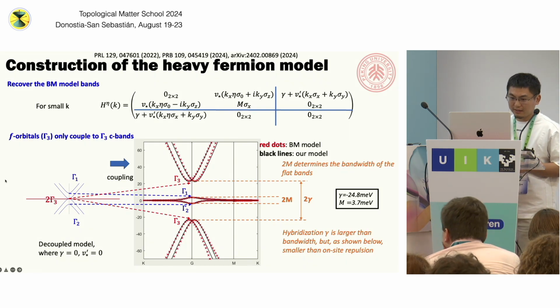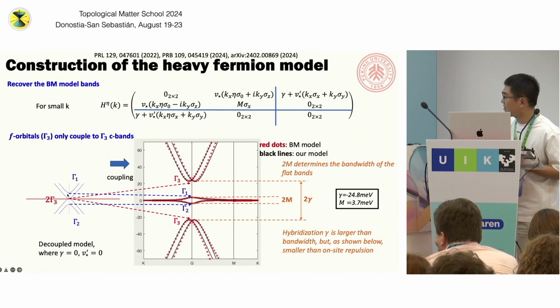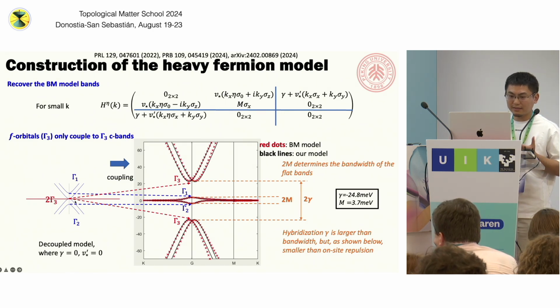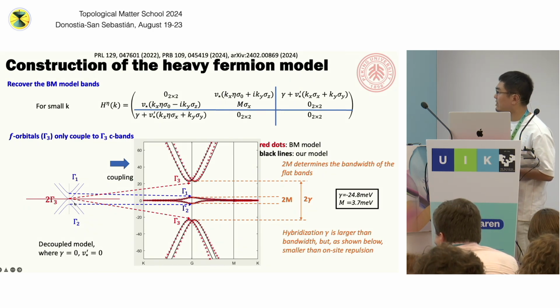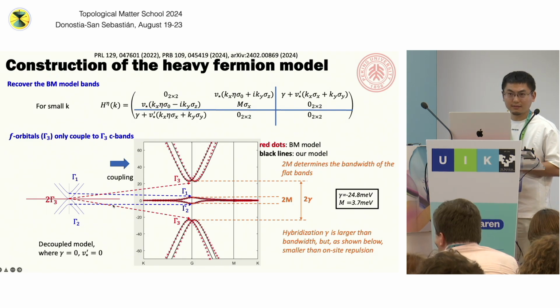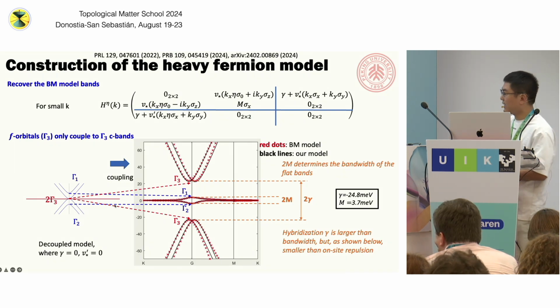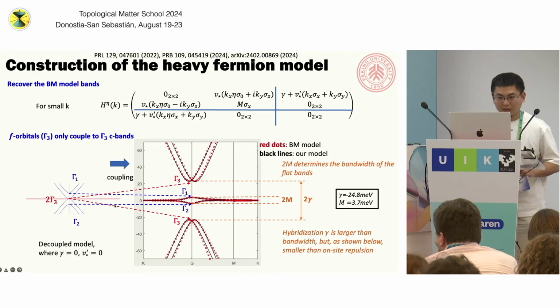On the left-hand side, we have the delocalized limit. The blue bands are the Dirac fermions from the AB stacking regions, and the red line is the localized states. They are decoupled from each other. And now we continuously turn on the coupling.